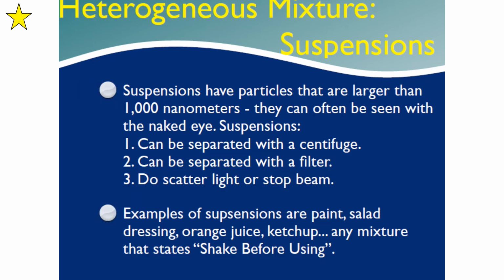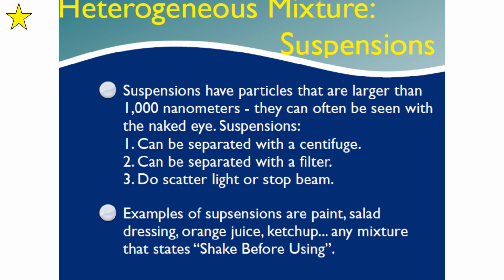All right, heterogeneous mixtures. This is one of the easiest ones. They can often be seen with the naked eye. They can be separated through a centrifuge or through a filter. They do scatter light, or even stop a beam because they're so dense, like ketchup. Examples of suspensions: paint, salad dressing, orange juice, ketchup. All those say shake before using because they are suspensions.